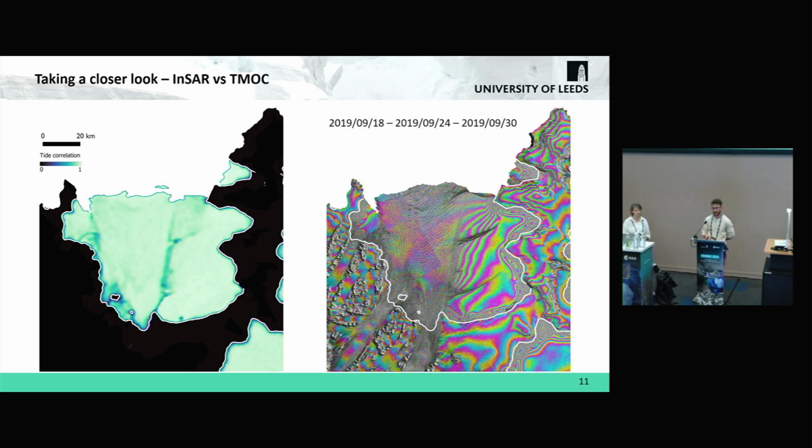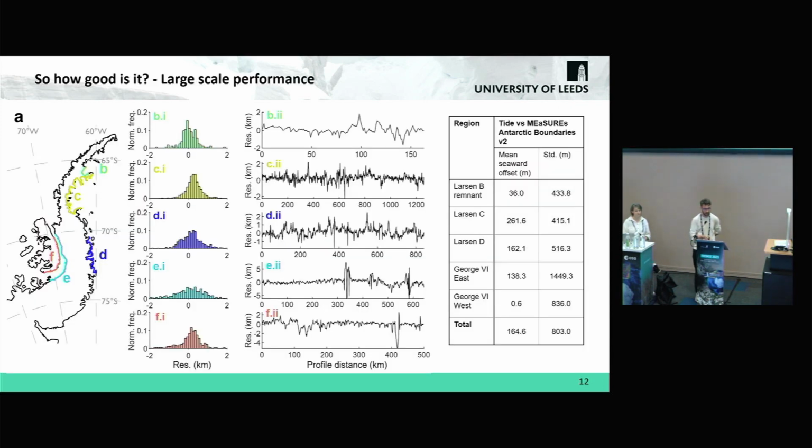And then to take a more systematic approach, we can look at the large-scale performance, so against the MEaSUREs Antarctic boundaries grounding line, which is not the most current, but it is the most comprehensive in terms of coverage, and it's widely used in the community. Comparing these 5 regions, we find a mean seaward offset for our data of less than 200 meters against that, which, considering this is not a phase-sensitive measurement, I think that's pretty good.